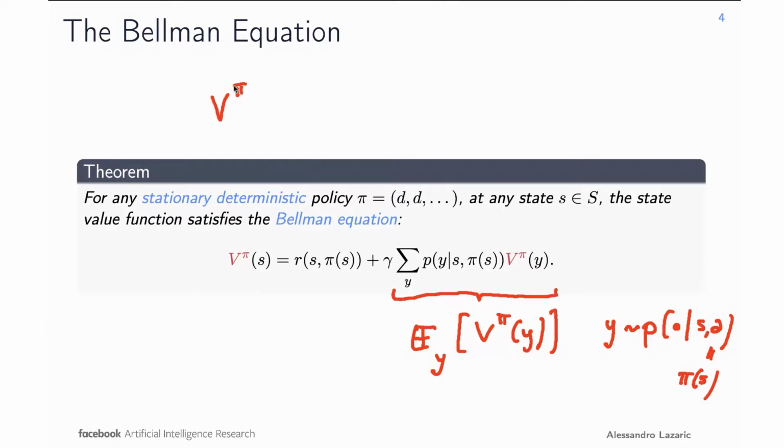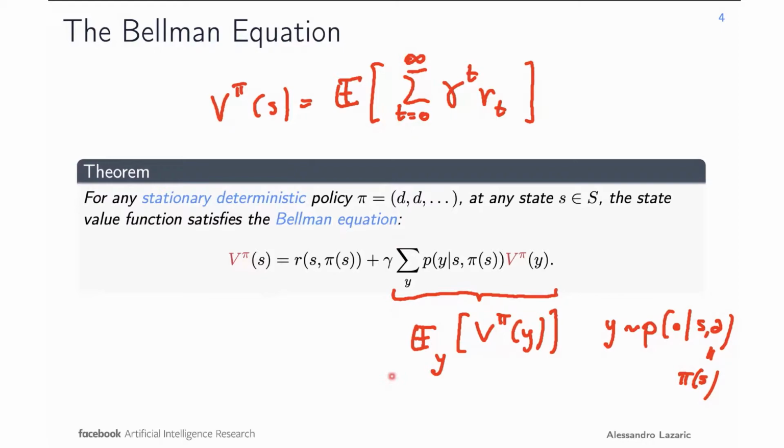We started from something that had an expectation over an infinite sum of things, and this is a very complicated object. This now looks much more compact and also informative. It really reveals the dynamics of the MDP and the connections that transitions happen from states to other states through the actions that I choose in the policy.